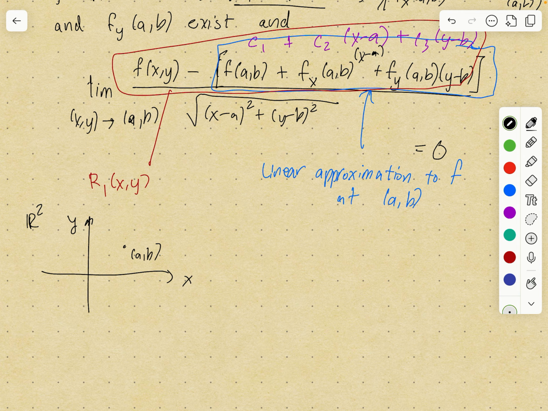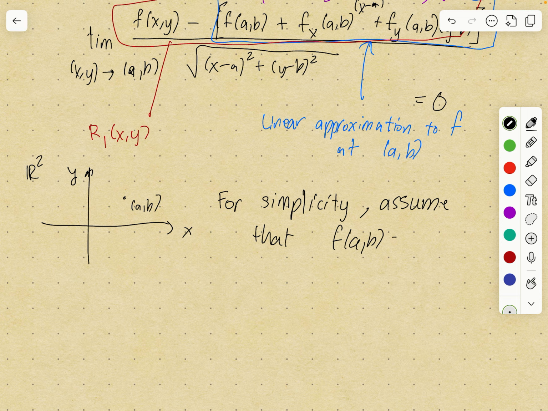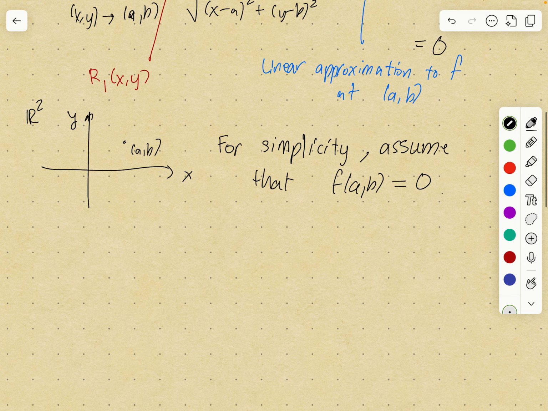All right, so that tells you something about the directional derivatives. So to say what this tells us about the directional derivatives, let's assume for simplicity that f of ab is equal to 0. Okay, and also that a comma b is just equal to 0, 0. This helps simplify things a lot in terms of the notation.